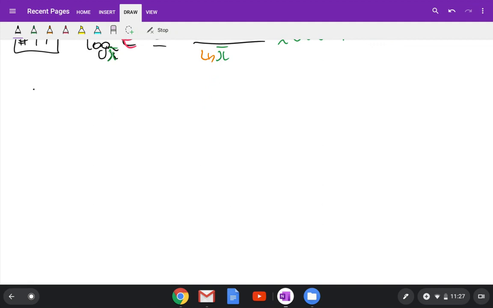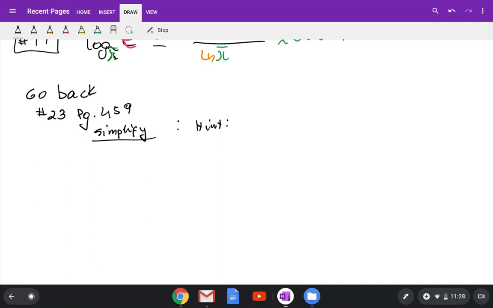Now, I want to go back from the previous lecture. I want to go back to number 23, and I told you that we were not ready for that problem because we didn't know the change of base formula yet. Page 459. So they want you to simplify. And here the hint will be use change of base formula. So when you simplify logarithmic expressions now, you definitely can use change of base formula.